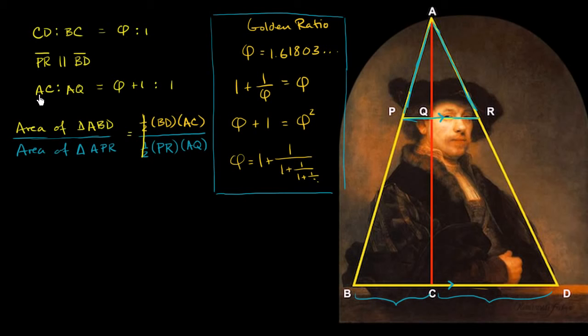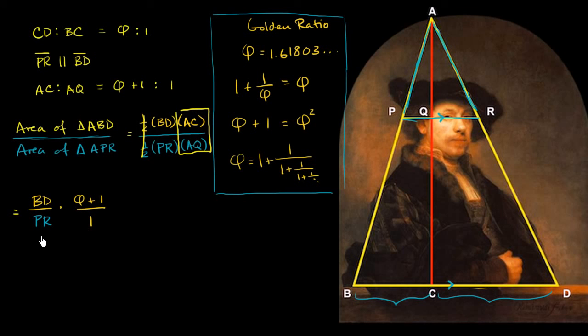But what else do we know? Well, they gave us the ratio between AC and AQ. The ratio of AC to AQ right over here is 5 plus 1 to 1. So let me rewrite this. This is going to be equal to the length of segment BD over the length of segment PR. And then this part right over here, we can rewrite as 5 plus 1 over 1. So times 5 plus 1 over 1.